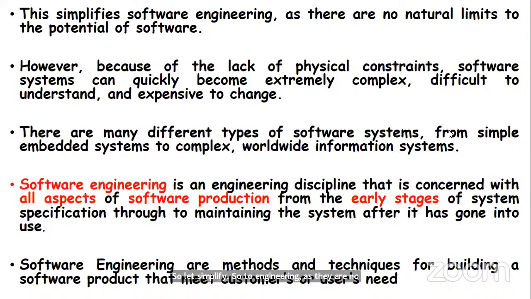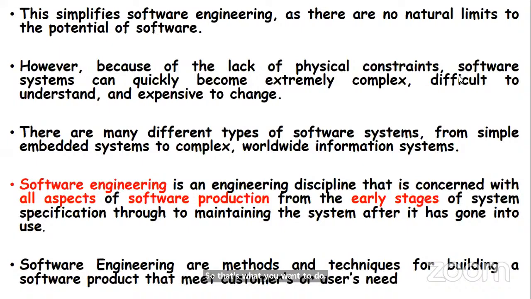However, because of this lack of physical constraints, the software can become extremely complex. It could be difficult to understand and it's very expensive to change, especially when it becomes too complex. Now, there are many different types of software systems, from simple embedded systems to complex worldwide information systems. So what is the definition of software engineering? Software engineering is an engineering discipline that is concerned with all aspects of software production. So that is what we want to do.